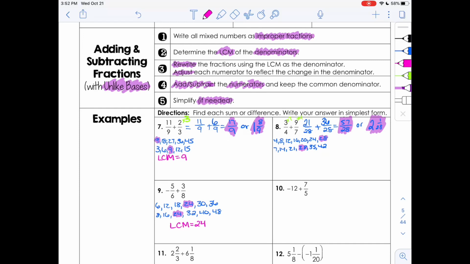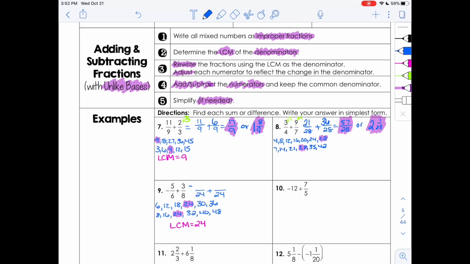And we can use 24 to rewrite our fractions so that we can add them. So I know that my denominator is going to be 24. So I can go ahead and set it up, leaving room for my new numerators. I also know that my first fraction is negative. So I'm going to go ahead and place my negative sign above where my numerator is.